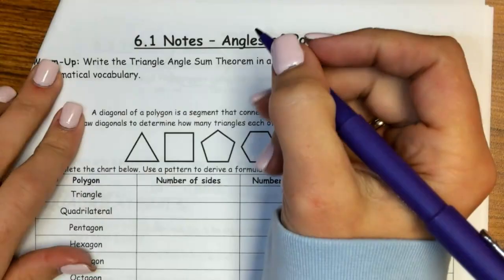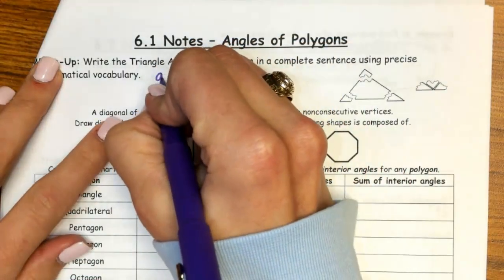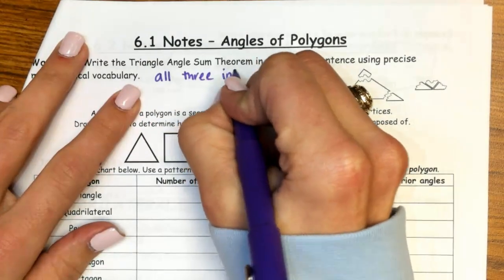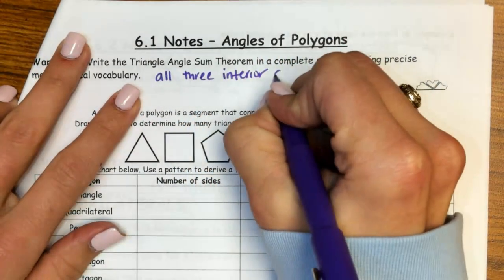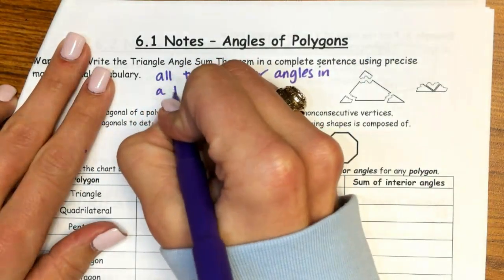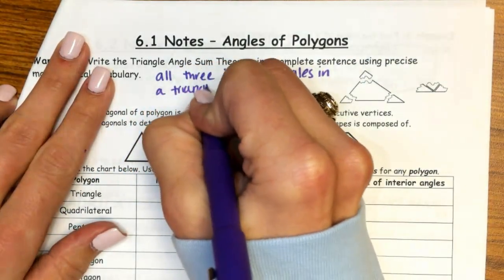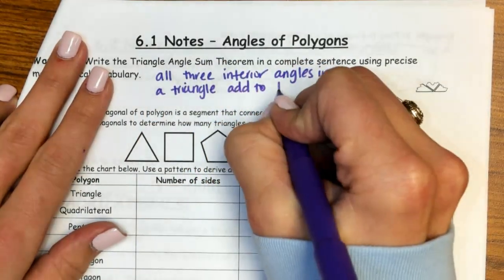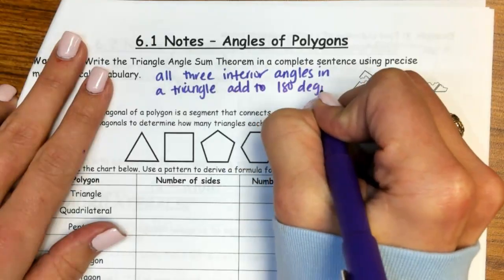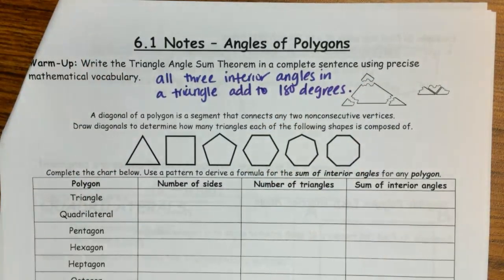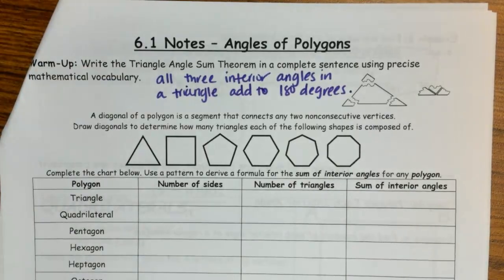Okay, our triangle angle sum theorem states that all three interior angles in a triangle add to 180 degrees. So the three interior angles, which means angles inside of a triangle, add to 180 degrees.